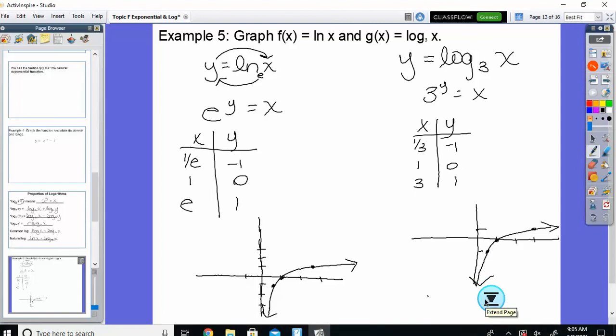So when we graph these, we are writing it in exponential form and graphing it like that. Is this all good? I want to do just a couple more things here.